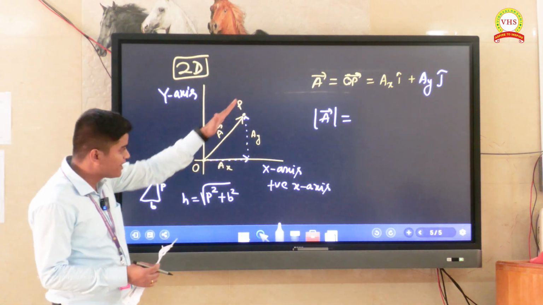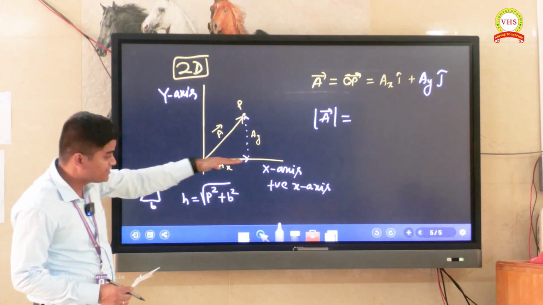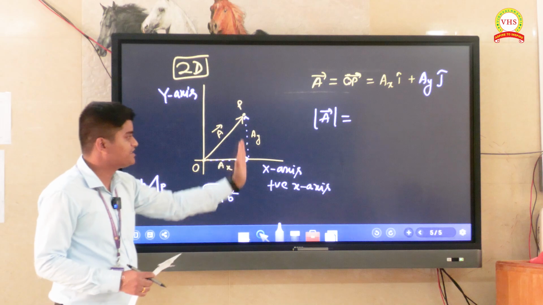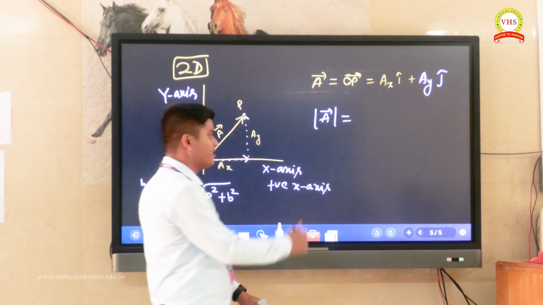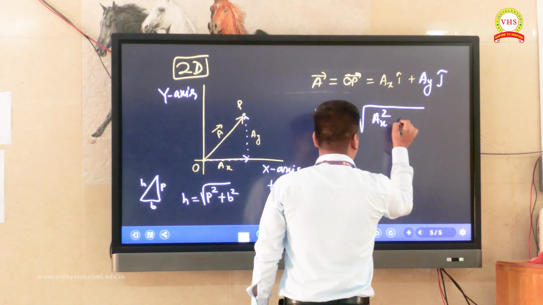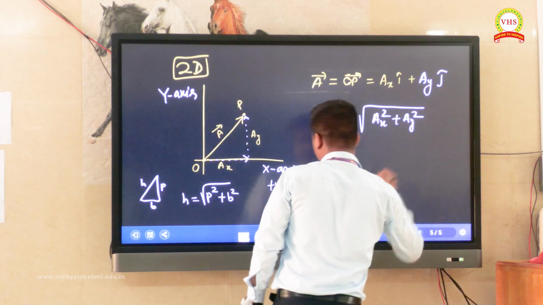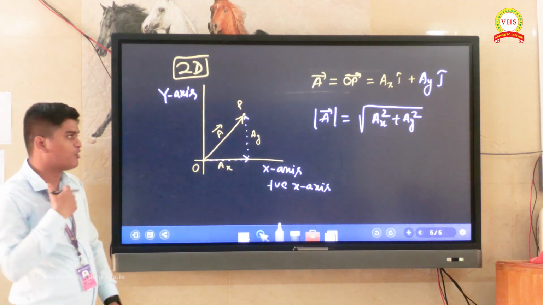See here, this a vector is the hypotenuse, and these are your base and perpendicular. Now you tell what is the magnitude. Root under ax square plus ay square. Did you understand clearly? Okay. Now maths is over. Now come to physics.